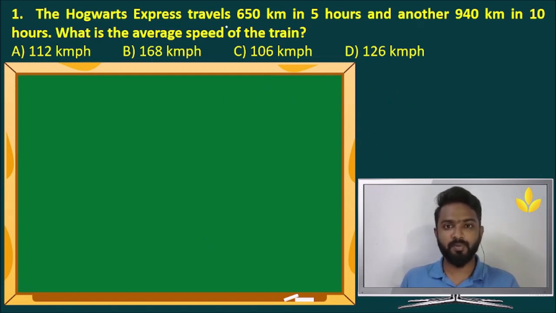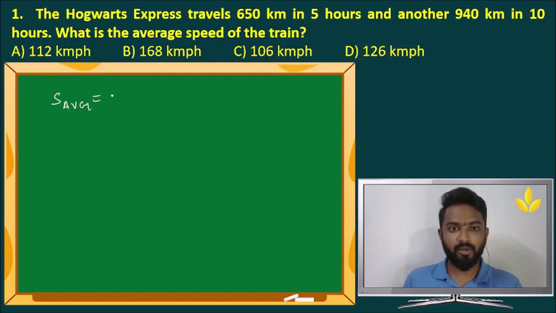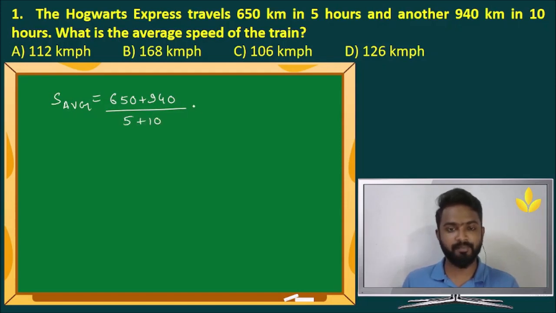The Hogwarts Express traveled 650 kilometers in 5 hours and another 940 kilometers in 10 hours. What is the average speed of the train? Now we know that average speed is nothing but total distance divided by total time. Total distance is 650 plus 940 kilometers, divided by total time, 5 plus 10. When you solve this, you will get 106 kilometer per hour.